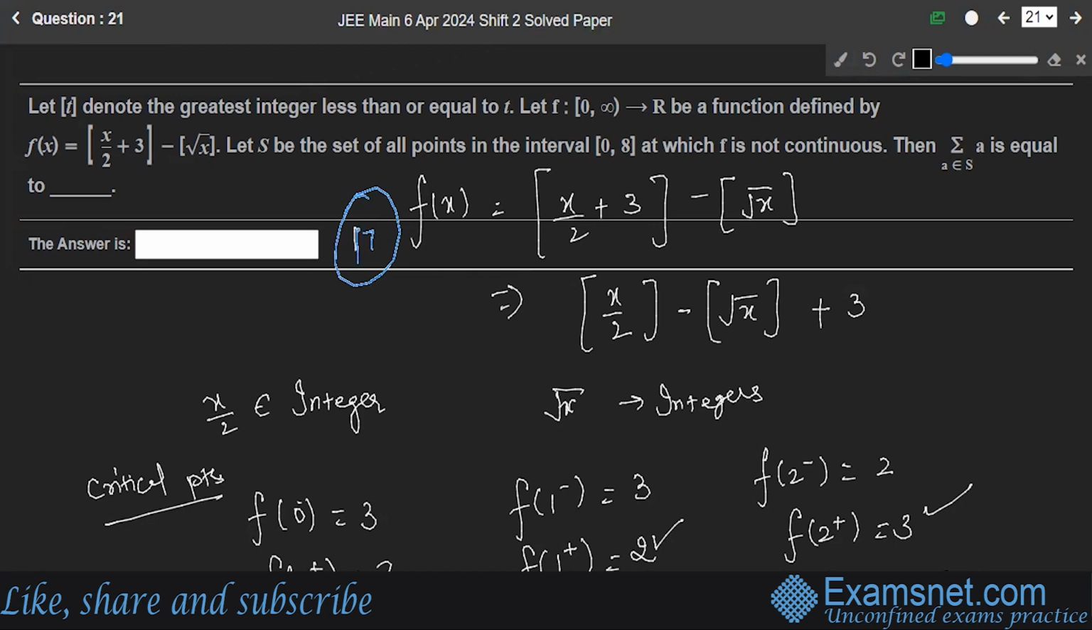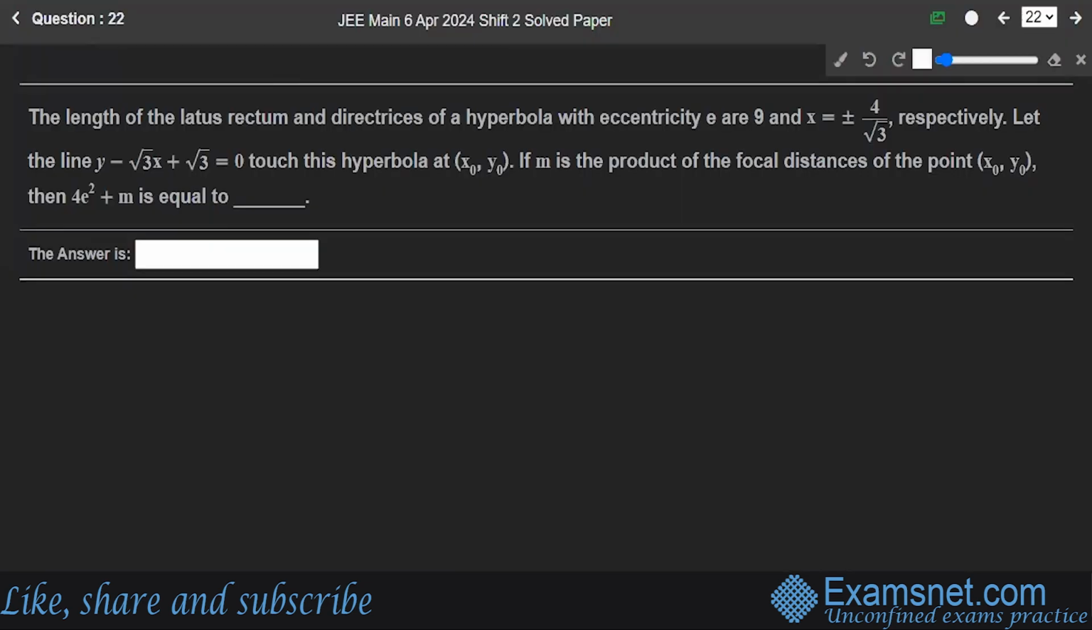Hope you got that. Let's move to the next question. Question number 22. The length of the latus rectum and directrix of the hyperbola with eccentricity e are 9 and this respectively. Let the line this touch the parabola at x naught, y naught. If m is the product of the focal distances of this point, then what is 4e squared plus m equal to?